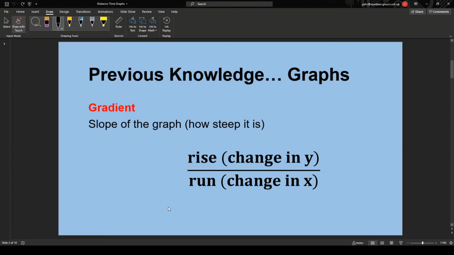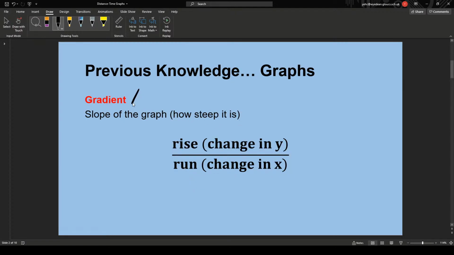Before all that though, one key bit of knowledge that you need is something from your maths lessons. You've done graphing before, and you would have also talked about something called the gradient, also known as the slope. It means the same thing. So gradient slash slope. And this key word, gradient, is basically a measure of how steep the graph is.